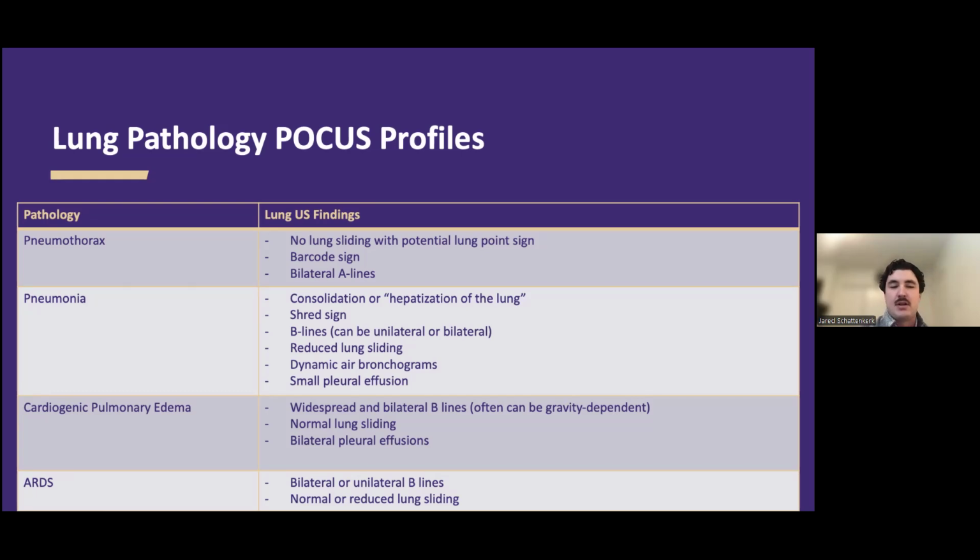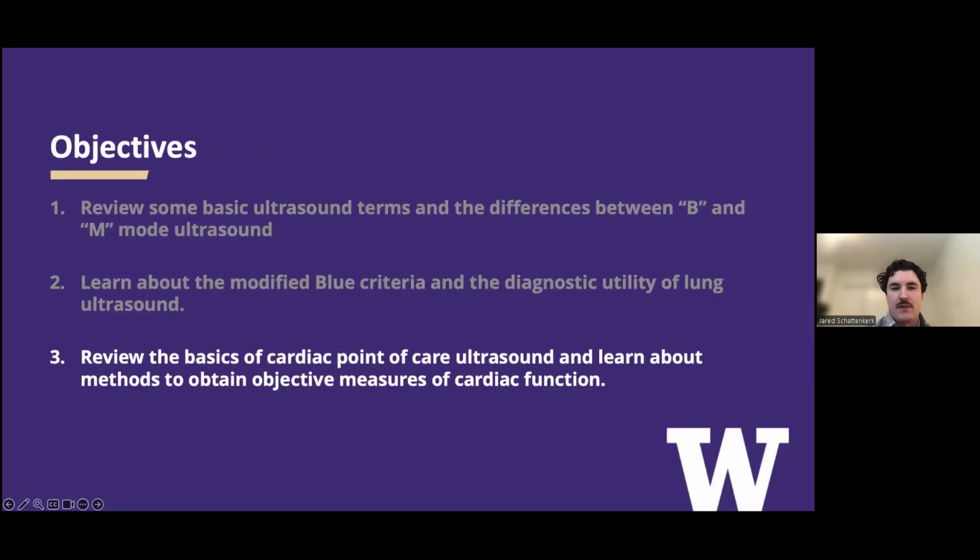We didn't specifically talk about ARDS, but obviously ARDS is an inflammatory alveolar filling process. So you should see bilateral B lines. And then because of that inflammatory process, you might have either normal or reduced lung sliding. And again, it's going to be the cardiac function, and whether you're evaluating for cardiogenic pulmonary edema, when you think about the ARDS criteria. So that is the modified BLUE protocol.